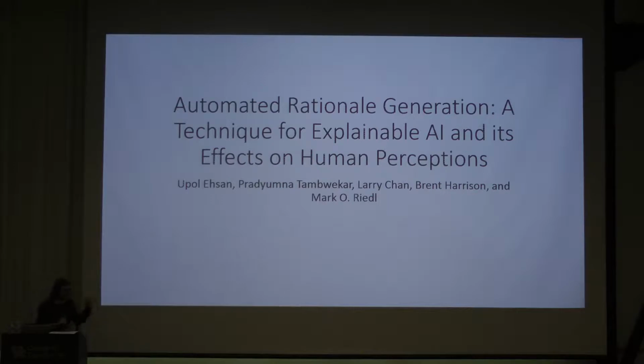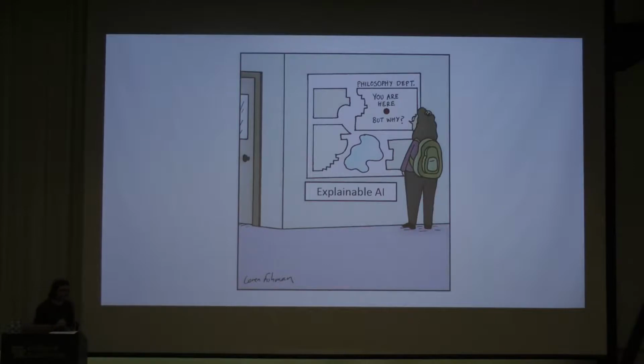And I want to talk about a paper that we recently had accepted to IUI, the Conference on Intelligent User Interfaces, and it is called Automated Rationale Generation, a technique for explainable AI and its effects on human perceptions. So to get started, I want to talk a little bit about what exactly explainable AI is.